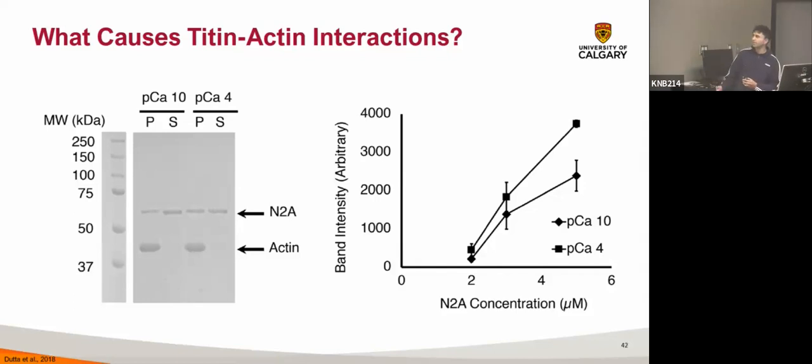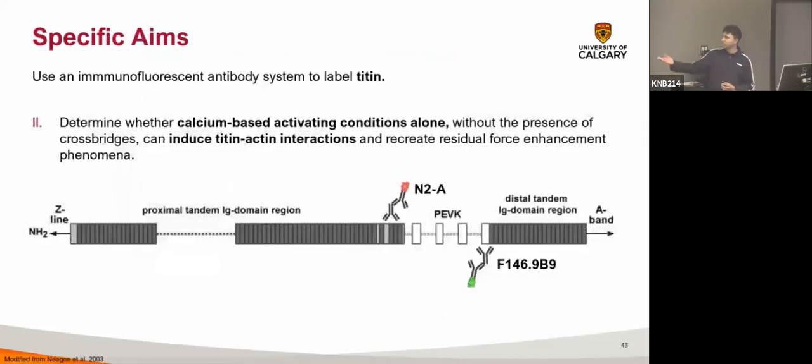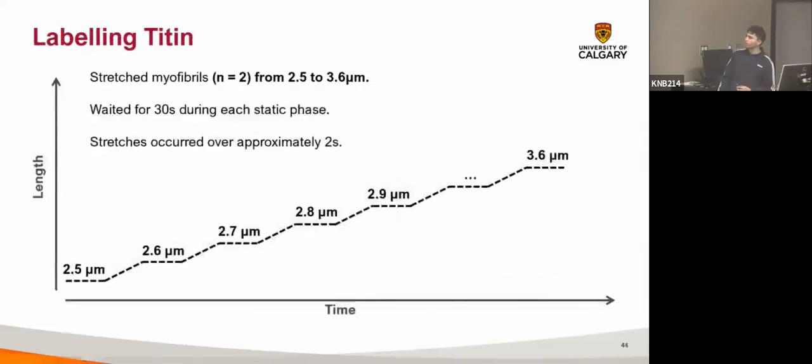So the idea here is that maybe it's calcium. Maybe all you need is calcium, and then that'll cause titin to bind to actin, and you'll get residual force enhancement. Well, to check that, we wanted to determine whether calcium-based activating conditions alone, without the presence of cross bridges, would induce these titin-actin interactions, and we would see the same type of residual force enhancement data that I showed you just before. To inhibit cross bridges, we used BDM inhibitor, and we ran a protocol where we stretched 2 myofibrils, again, from 2.5 to 3.6 incrementally. So we waited 30 seconds during each stage, but we gathered data points for all the individual lengths up until 3.6.